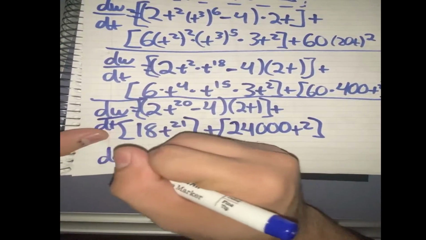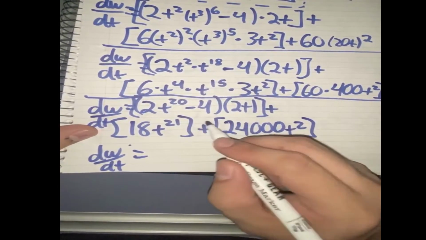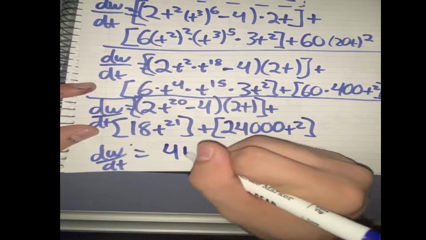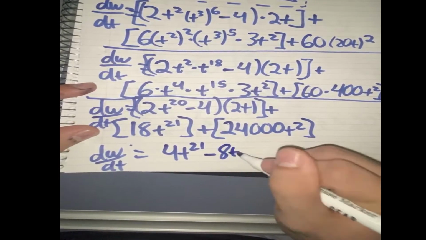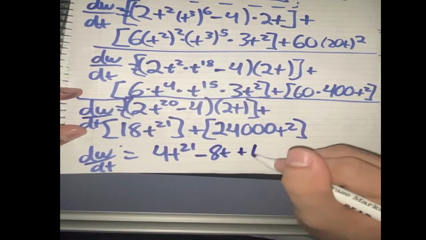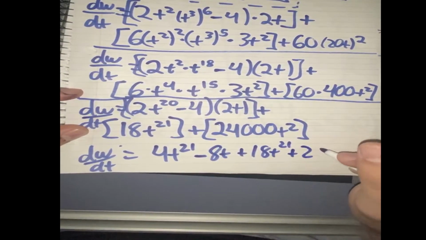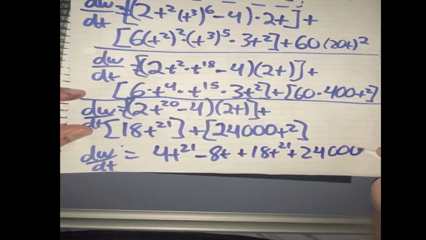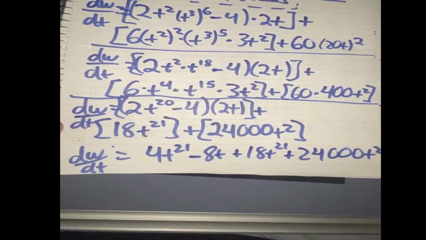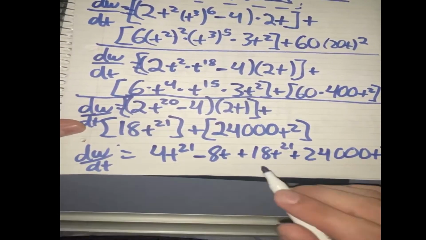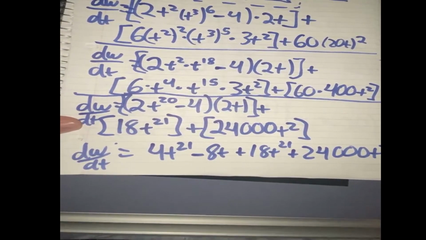So now our final answer, after all this simplification, we distribute this 2t into here. So we just get 4t to the 21 minus 8t plus 18t to the 21 plus 24,000 t squared. And we can actually still simplify this a little further by combining the 18t to the 21 with the 4t to the 21, which would give us 22t squared.